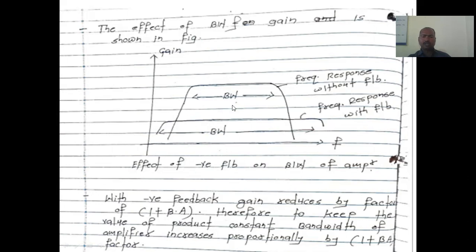when we are not using any type of feedback, in that case your gain is more, but the range of frequency should be less. So what it indicates is that when we are not using any type of feedback, your gain is more and the range of frequency, which is nothing but the bandwidth, is less. When we are using feedback, your gain is less, but the range of frequency, the bandwidth, is more.